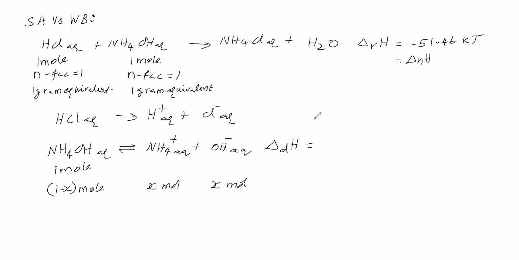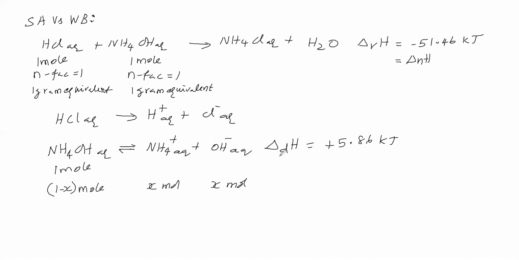It is plus 5.86 kilojoule. This is the enthalpy of dissociation of ammonium hydroxide. What does it mean? For 1 mole of ammonium hydroxide, a weak base, to undergo complete ionization, the amount of heat required is called the enthalpy of dissociation of ammonium hydroxide.